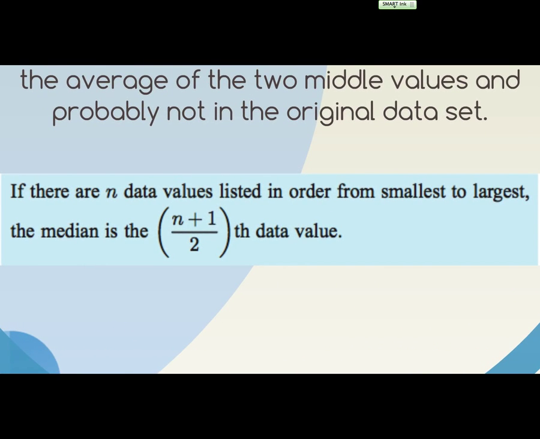All right, so here is the formula. If there are n data values listed in order from smallest to largest, the median is the (n plus 1) divided by 2 data value. So let me explain it in different terms. Let's say we've got 15 numbers in our list. 15 would be the n, that's how many there are. So 15, what's 15 plus 1? Okay, 16, what's 16 divided by 2? 8. That means the median is the 8th number in the list.